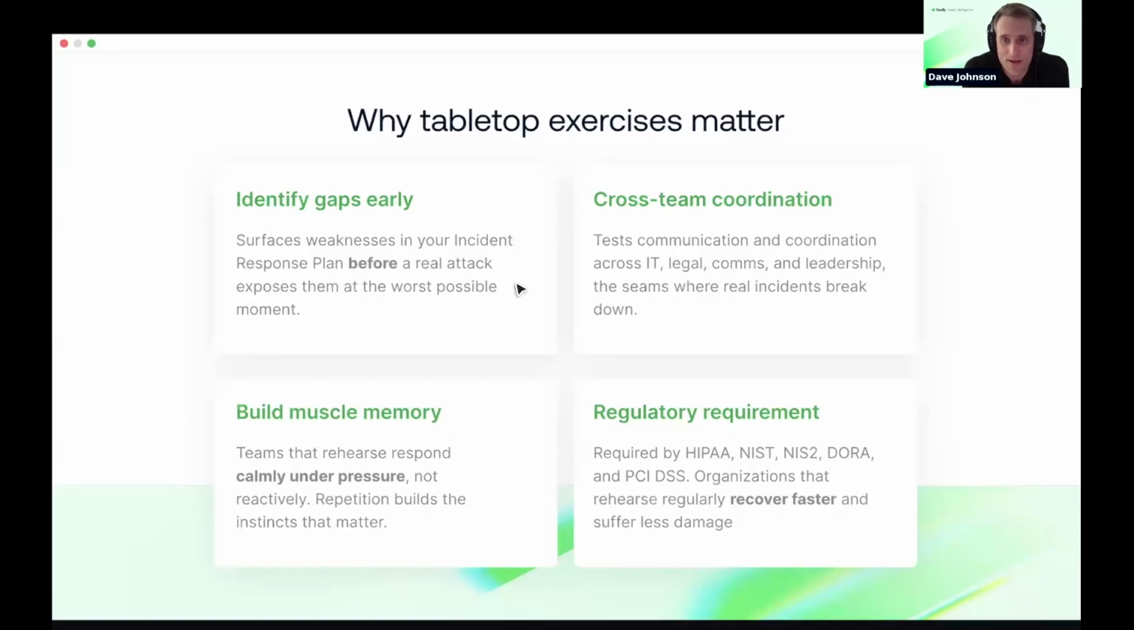Andy, I saw you smiling a little bit, maybe reacting. Is any of this resonating with you?